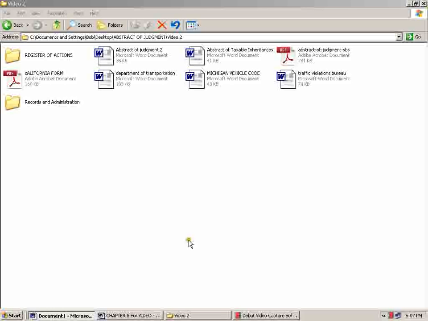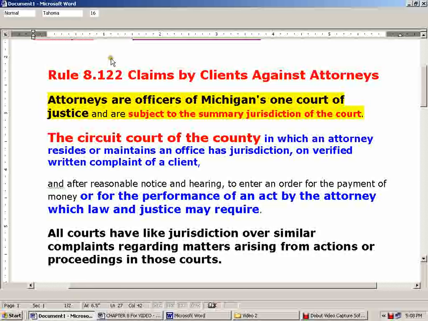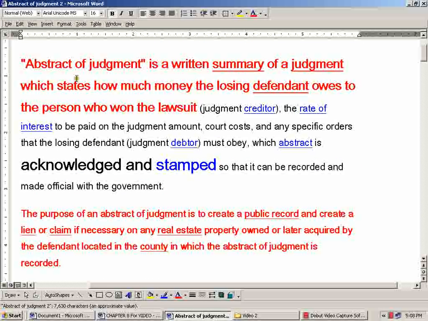So what do we got next? We'll get back into the administration in a second, but I wanted to go back over these abstracts a bit. I didn't do a very good job last time. What's an abstracted judgment? It's a written summary of a judgment which states how much money the losing defendant owes to the person who won the lawsuit. That would be the judgment creditor. The rate of interest to be paid, blah, blah, blah. The abstract is acknowledged and stamped so that it can be recorded and made official with the government.